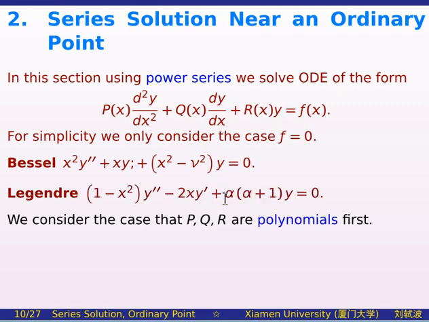In this part, we study the case that p, q, r are polynomials. We study polynomial coefficients first. So both our Bessel equation and the Legendre equation have polynomial coefficients. Okay. So we have a coefficient in front of the second order derivative. But we want to make this to be 1. Therefore, we want to divide both sides of the equation by p(x). But if p(x) is 0, we could not divide by p(x) on both sides. So we need p(x) to be not 0.